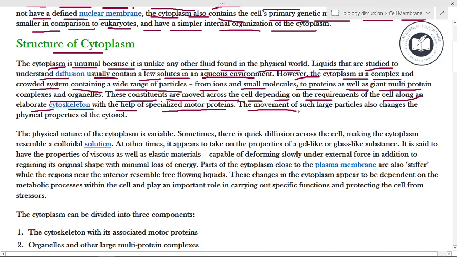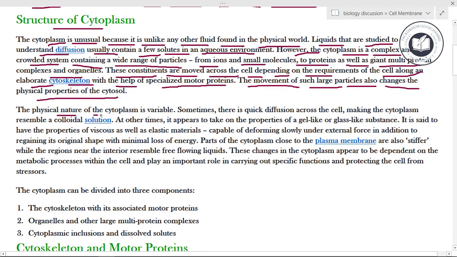The movement of such large particles also changes the physical properties of the cytoplasm. The physical nature of the cytoplasm is variable. Sometimes there is a quick diffusion across the cell, making the cytoplasm resemble a colloidal solution.